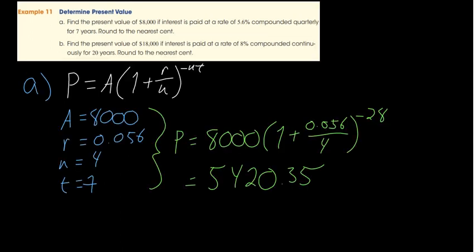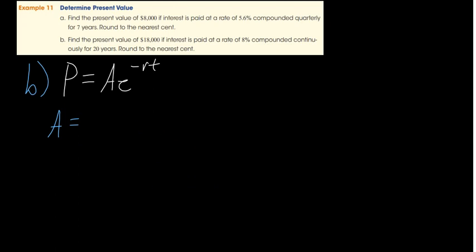Okay, B. We're going to structure this the same way we did A. So for B, I have to use my formula, which is P is equal to A e to the negative RT. Negative RT, yeah. Okay, and then let's structure it the same. Oh, there's not an N, that's why.